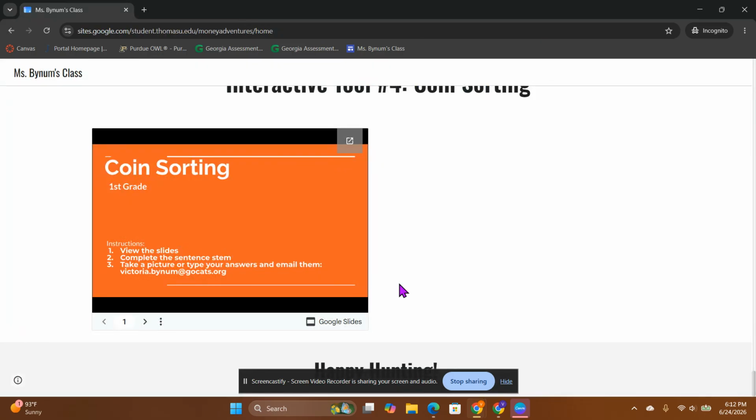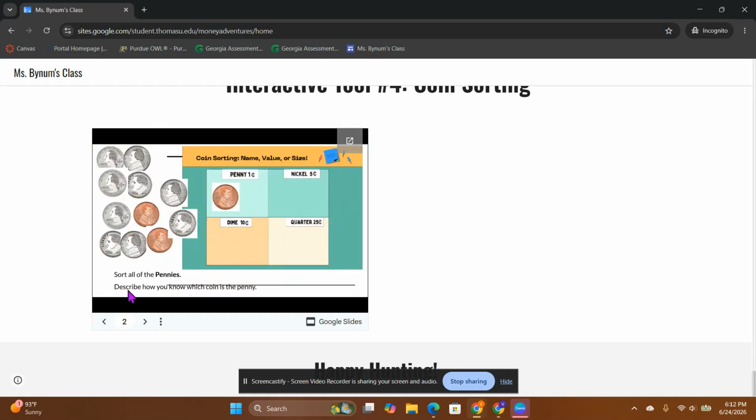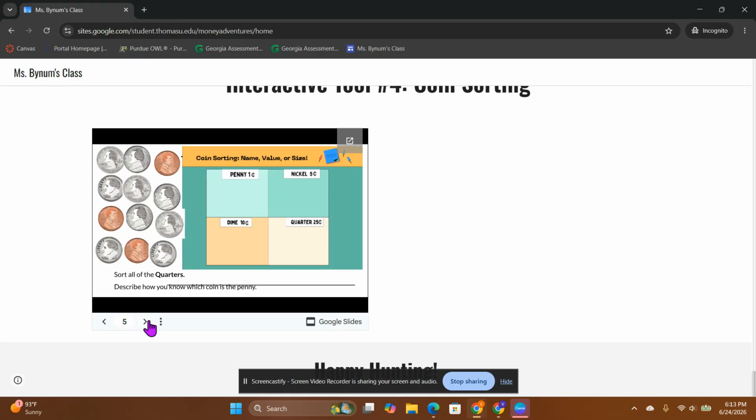But they'll complete a sentence stem in this as well, and it will ask them to describe how you know which coin is the penny, how do you know which coin is the nickel, dime, and the quarter. And that was the end of it. And that's all I have.